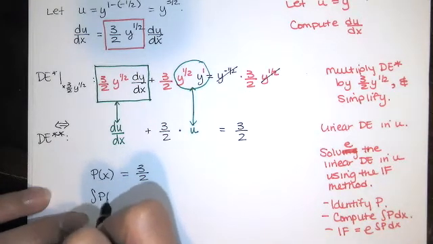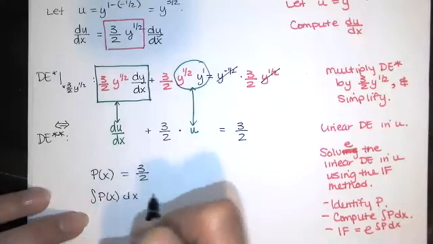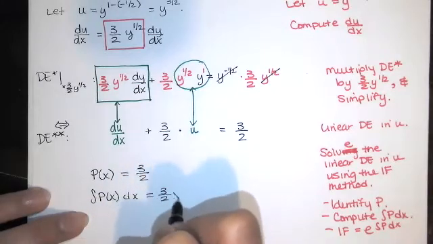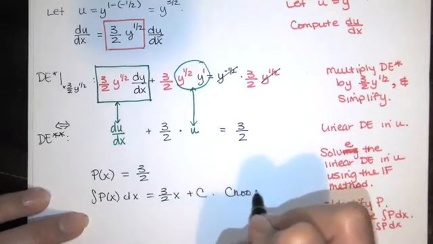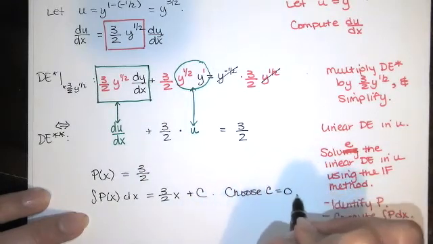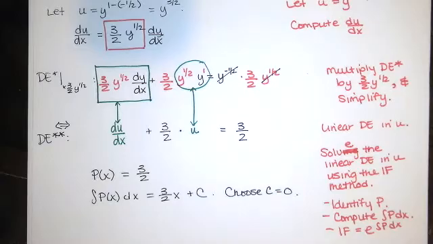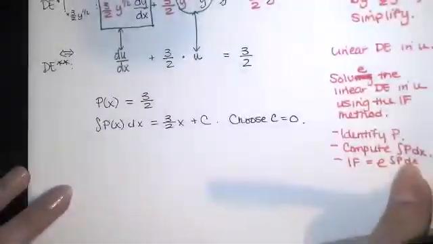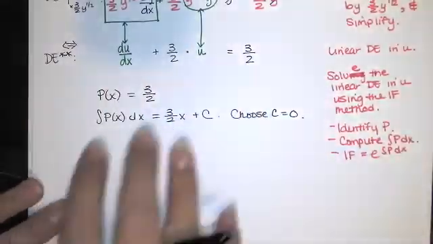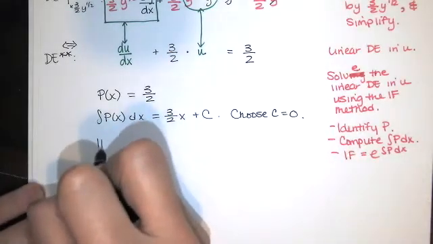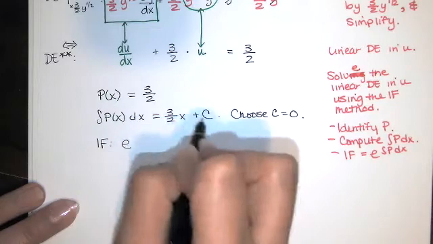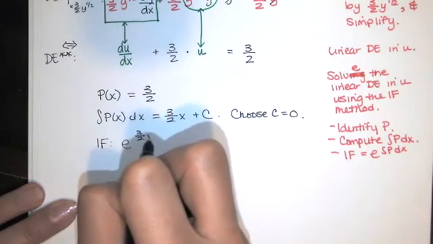So the antiderivative of 3/2 is 3/2 times x plus a constant. We're going to choose for that constant to be 0 because we only want one integrating factor. We don't need infinitely many integrating factors. We just want one function that we can multiply by. So we'll just let that c be 0. Then the integrating factor is e to this power, where c is 0.